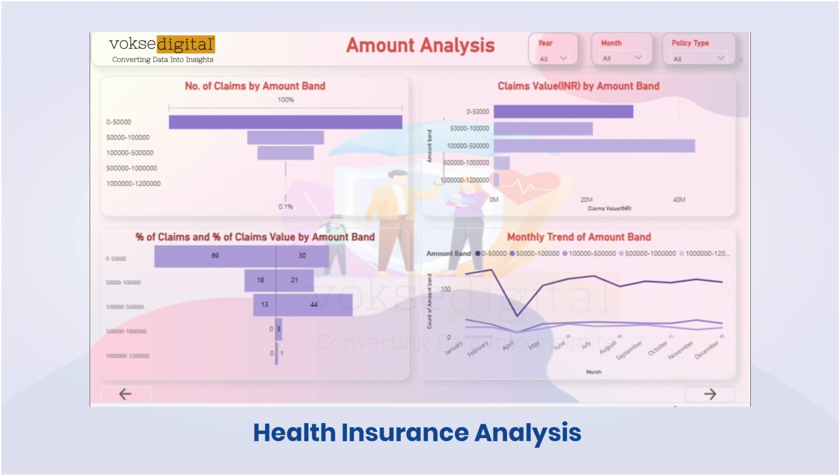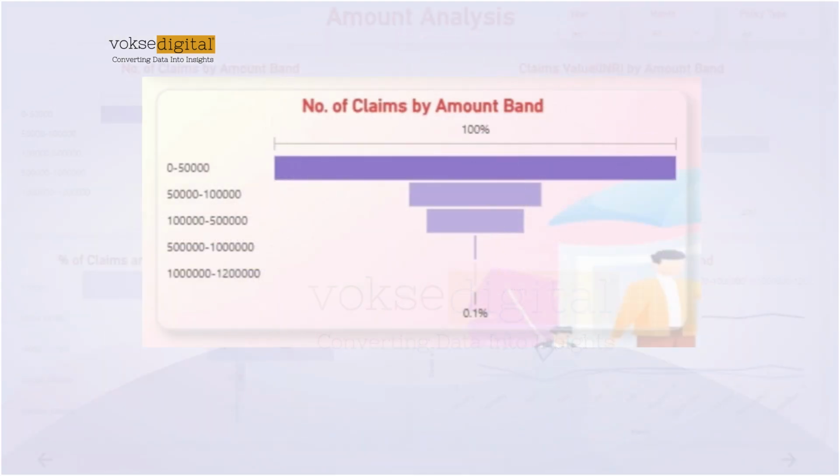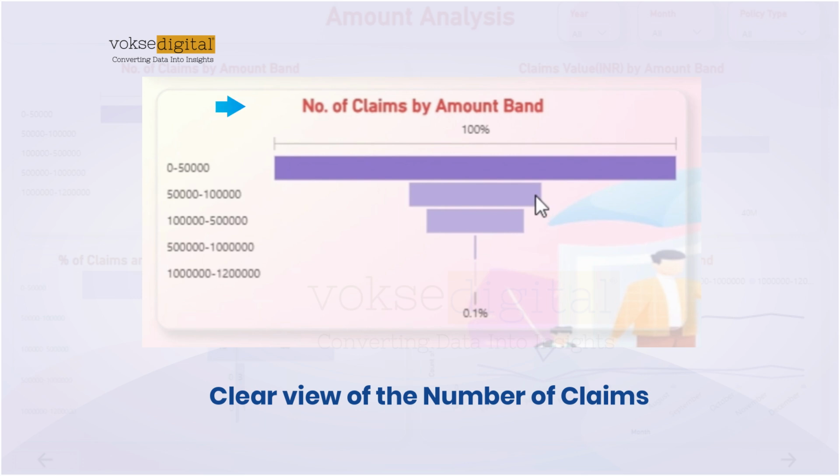In health insurance analysis, understanding the distribution of claims across different claim value bands is often critical for streamlining operations and making informed decisions. Dashboards like this one make complex data easy to interpret and actionable.